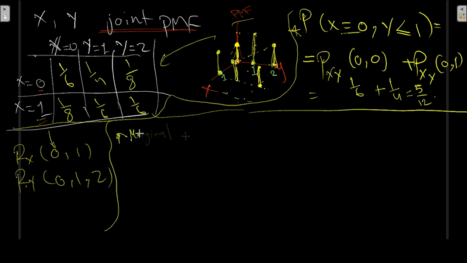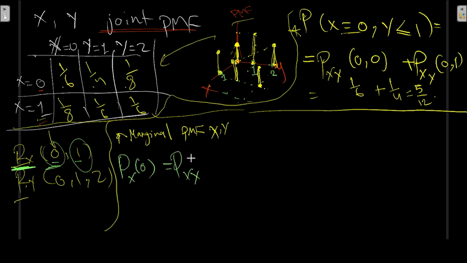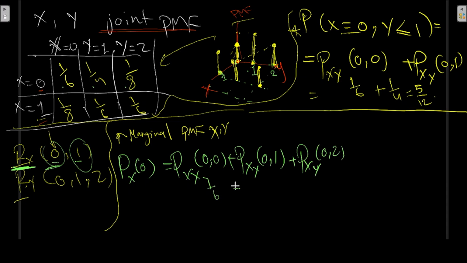What is the marginal probability mass function of x and y? Since we defined the two ranges of x and y, these are the range of x, right? We get the 0, we get the 1. Let's look at the 0 first, and then you will understand the concept afterwards. P_XY(0,0) plus P_XY(0,1) plus P_XY(0,2). If you substitute the values 1/6, 1/4, and 1/8, we get 13/24. This is only the probability of x equal to 0.